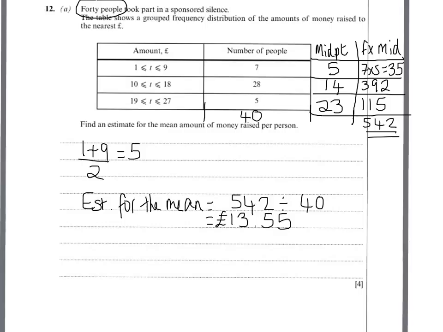Always check to see your answer makes sense. All our answers are between 1 and 27. 13.55 is about halfway between, in our range. We've probably got the answer right, and that's it.